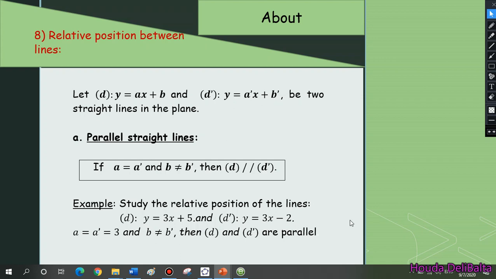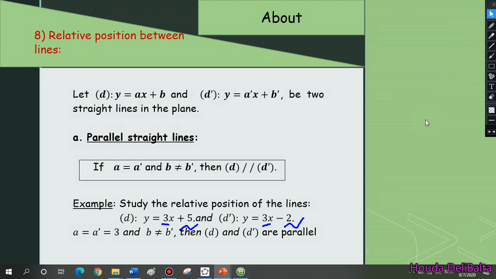First of all, we notice the slopes. The slope here is the coefficient of x, which is 3. So the slope here is 3. Similarly, the slope here is 3. So I maintain that the slopes are equal. I still have to maintain that the y-intercepts are not equal, or else they will be confounded. So this is 5 and this is minus 2, that are not equal. Then I say that these two lines are parallel.